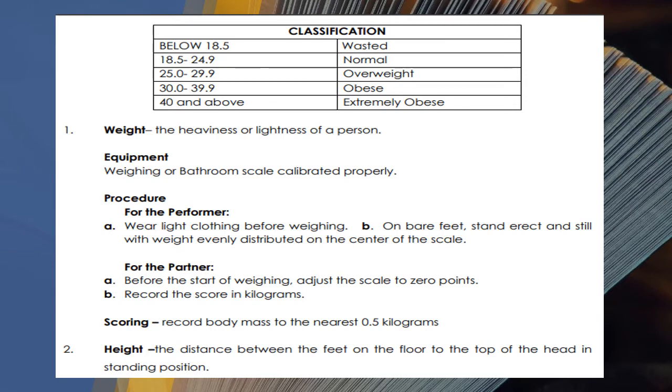Before the start of the weighing, adjust the scale to 0 point and record the score in kilograms. Scoring: record the body mass to the nearest 0.5 kilograms.